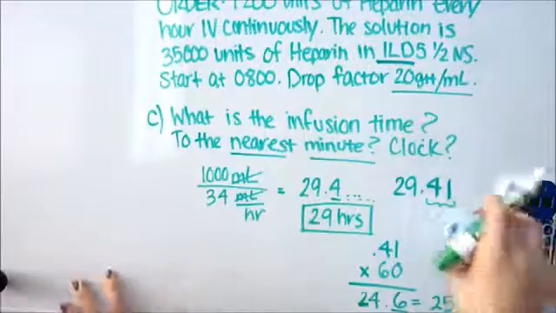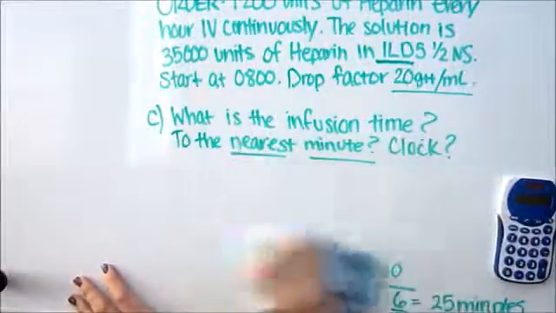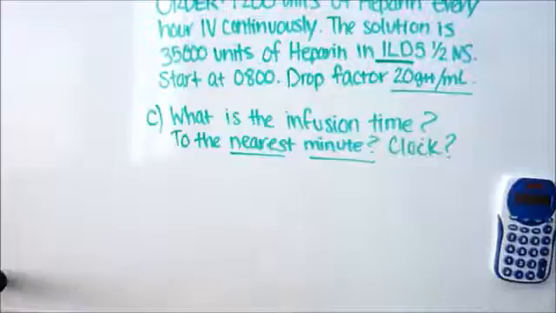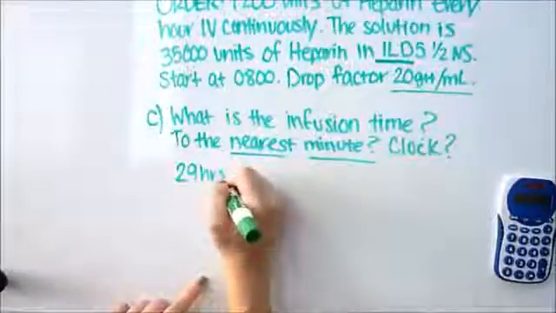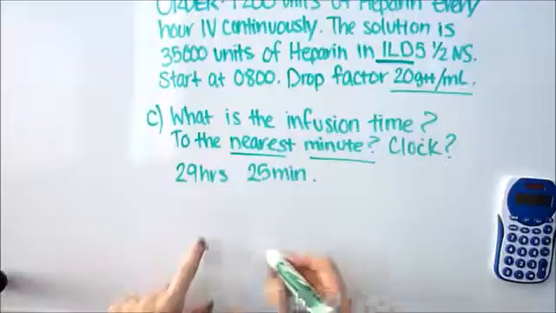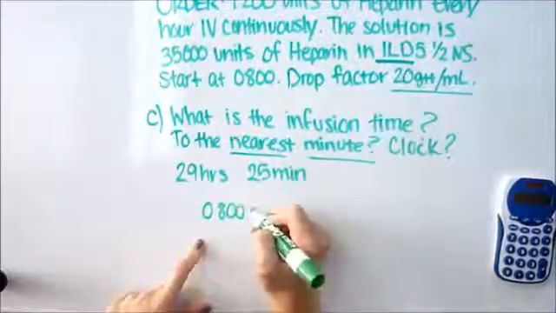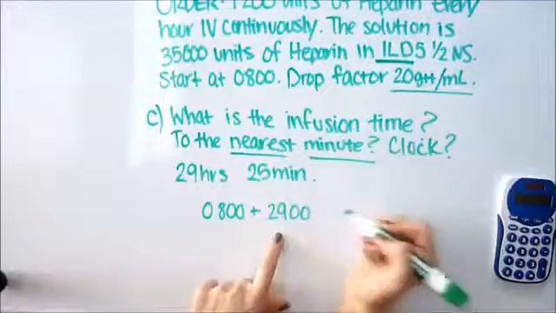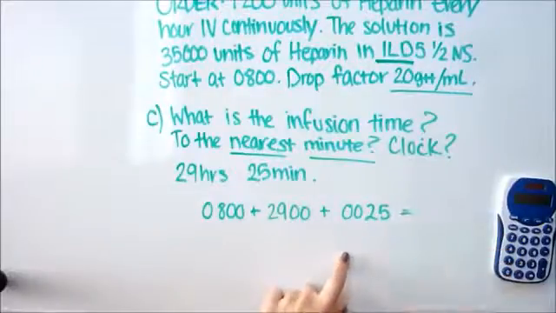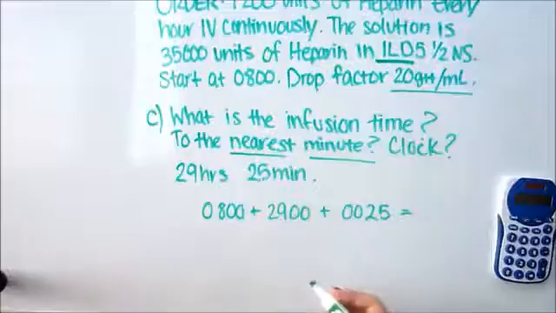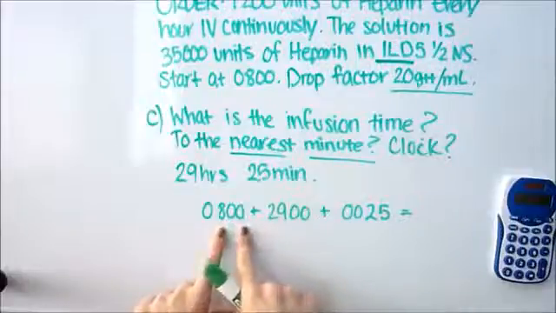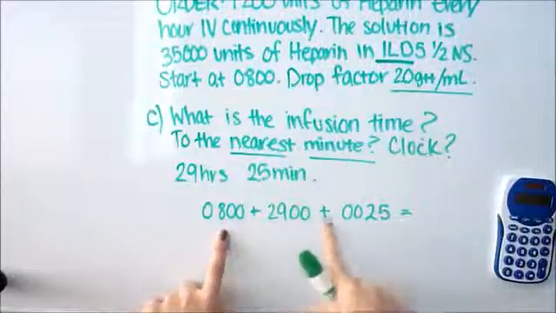So now we have to figure out what time on the clock we are going to finish. So let me just erase this real quick. Okay, so we have 29 hours and 25 minutes, right? So we know that we're starting at 0800 plus 2900 plus, it's all about those zeros with military time, right? It just makes it easier for you guys to get the hang of this, and then after that you don't have to do it like that. But, so we have 0800, that's what time we're starting. 29 hours and 25 minutes.